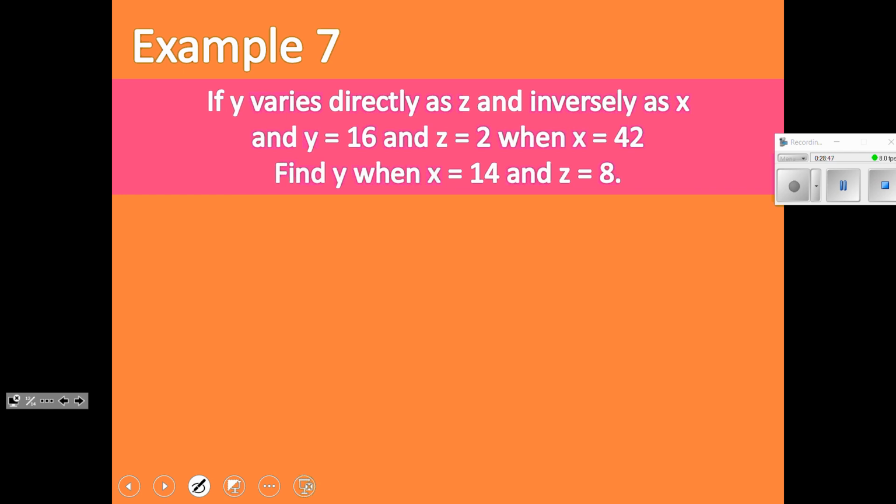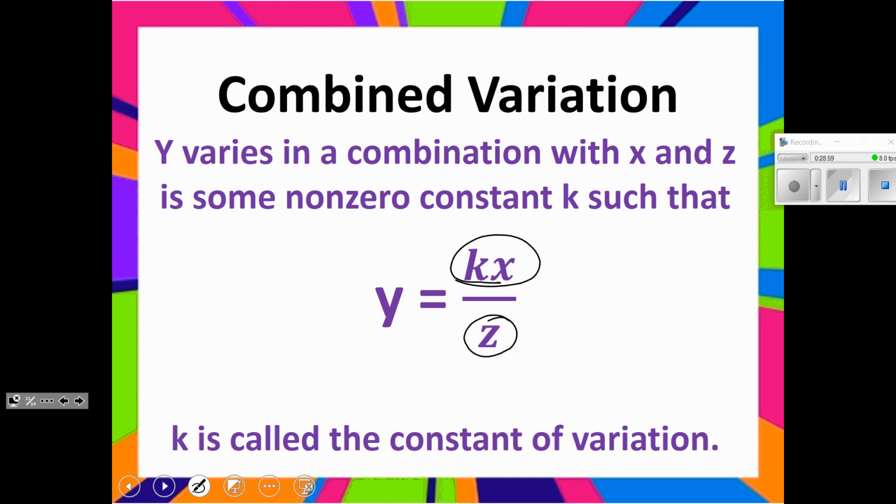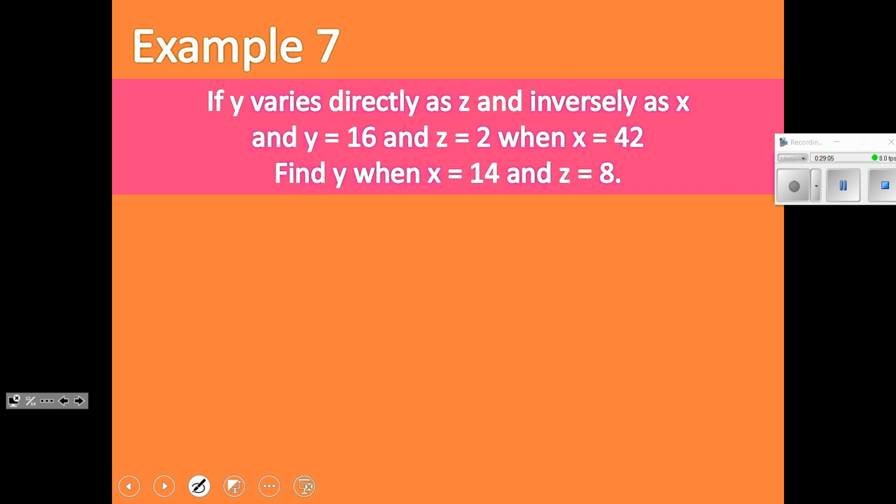So remember how I said don't get so involved with the equation a minute ago? I gave you the equation, and it said y equals kx over z. Don't automatically just write kx over z. You have to read it. It may not always be using y's and x's and z's. It may be using other variables. So you have to read it. You have to understand it.